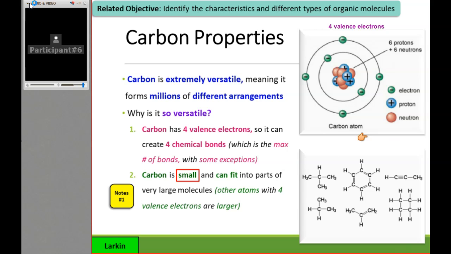All right, you can see some examples of how carbon can arrange itself. It can arrange itself into groupings, into rings, into blocks, into branches. So carbon, again, is very versatile, meaning it can take many shapes. Awesome. This is going to be number 1 in your notes.